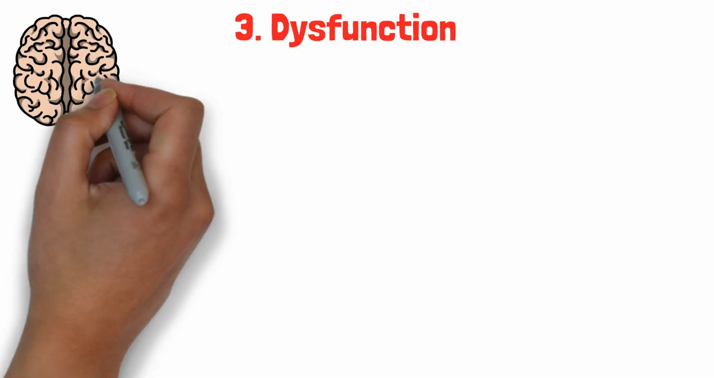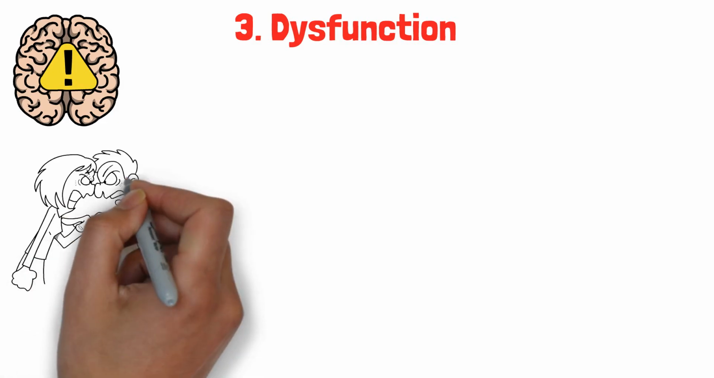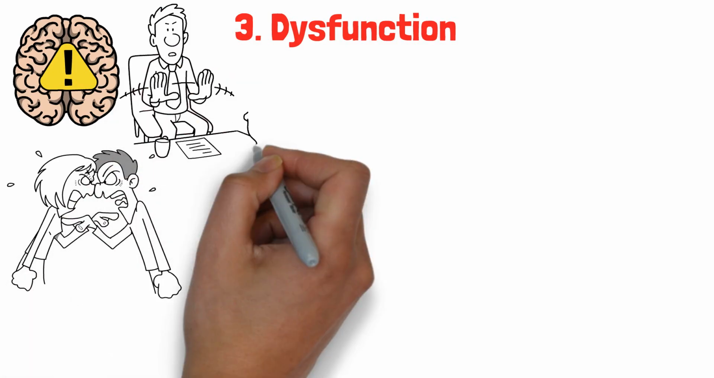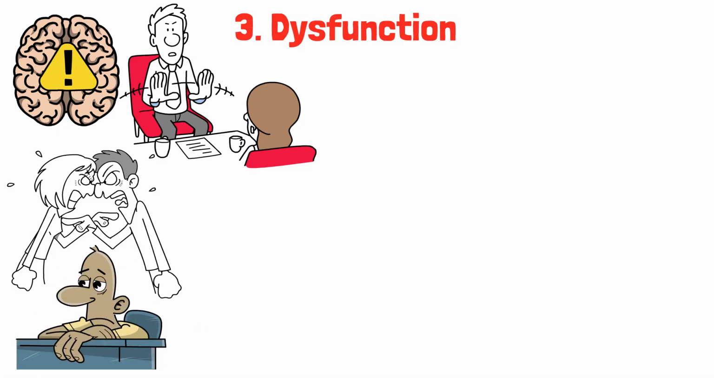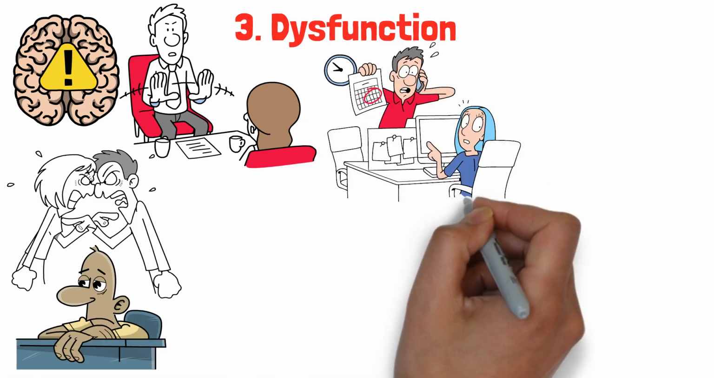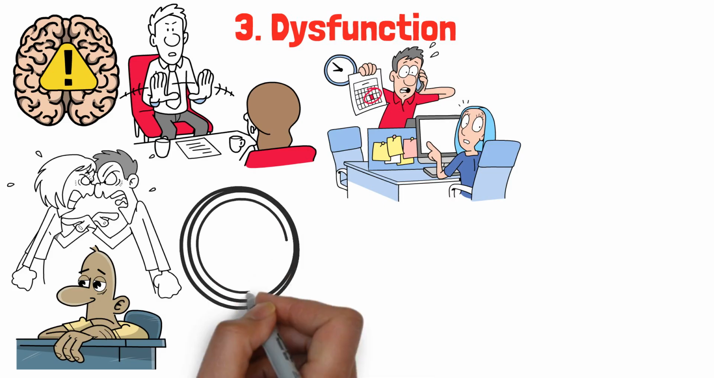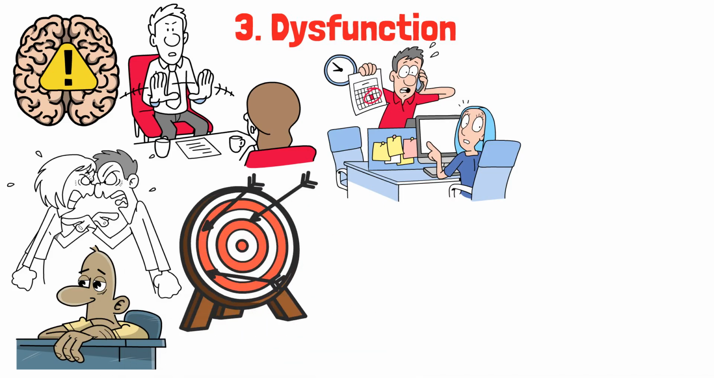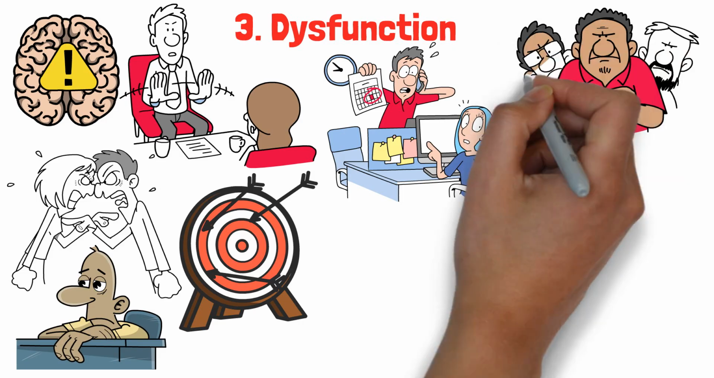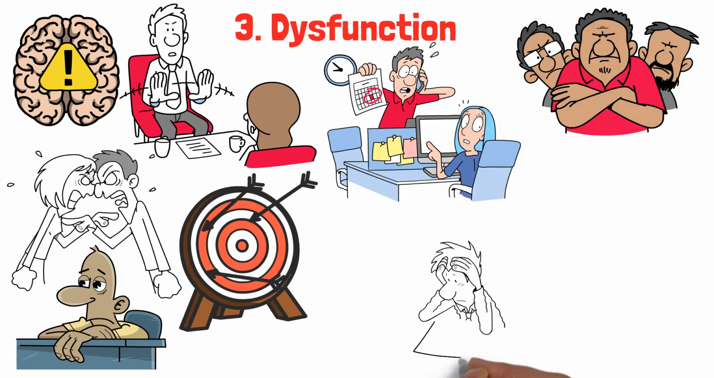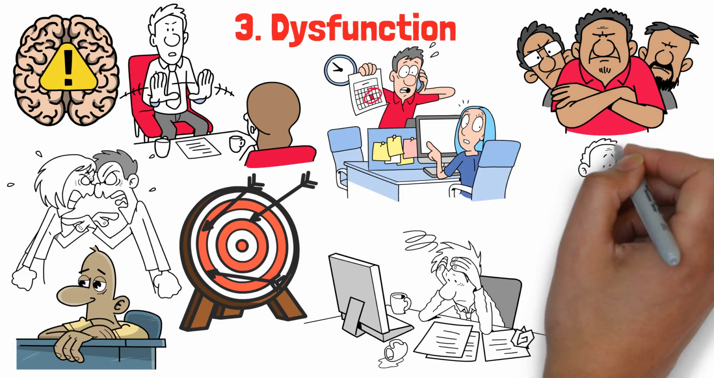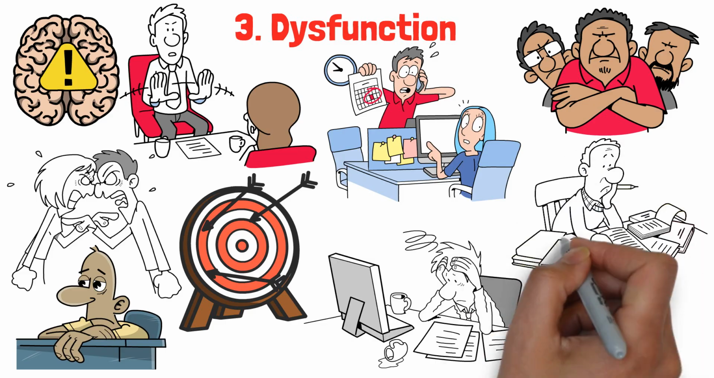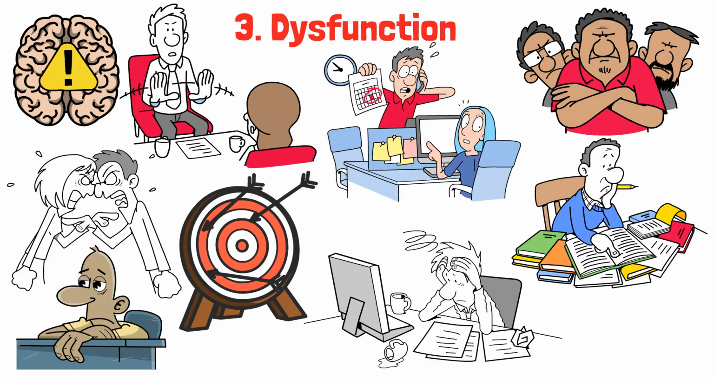3. Dysfunction. Dysfunction occurs when a person's psychological state interferes with their ability to perform daily activities, such as maintaining relationships, holding a job, or caring for themselves. Dysfunctional behaviors are those that disrupt routines and prevent individuals from achieving their goals or meeting societal expectations. For example, severe procrastination or inability to focus due to ADHD can disrupt work or academic performance, causing functional impairments.